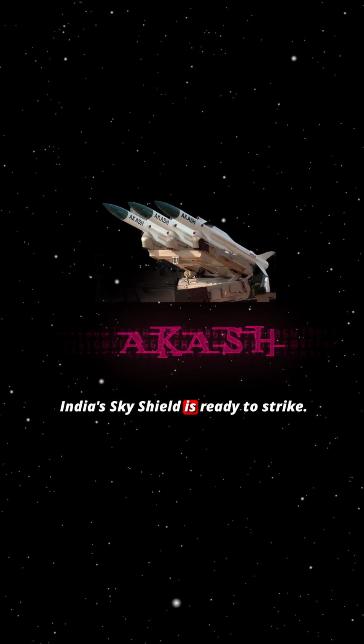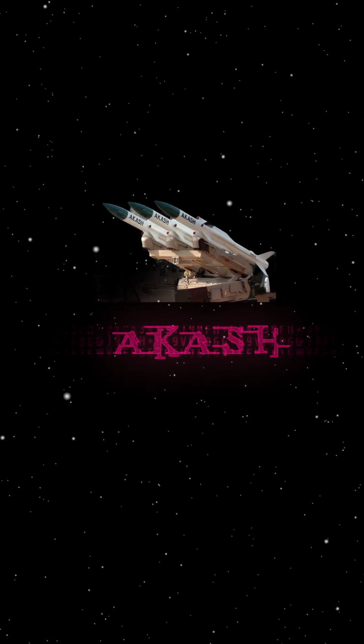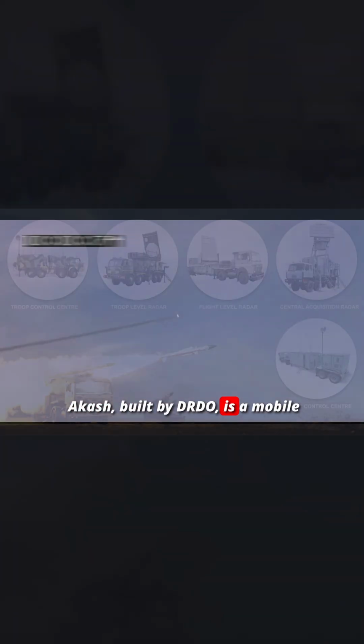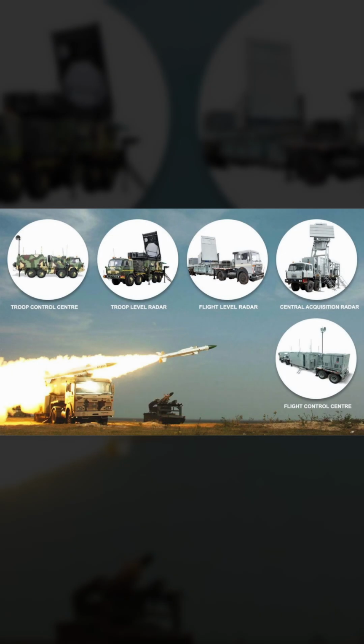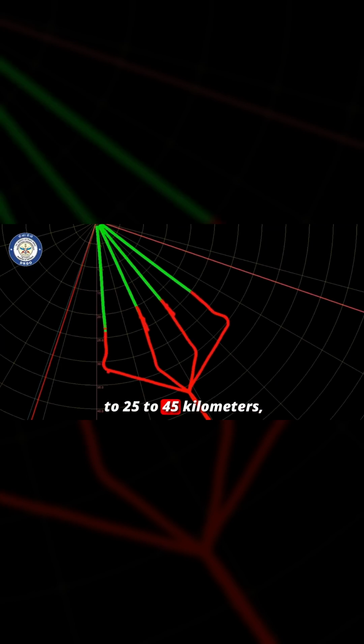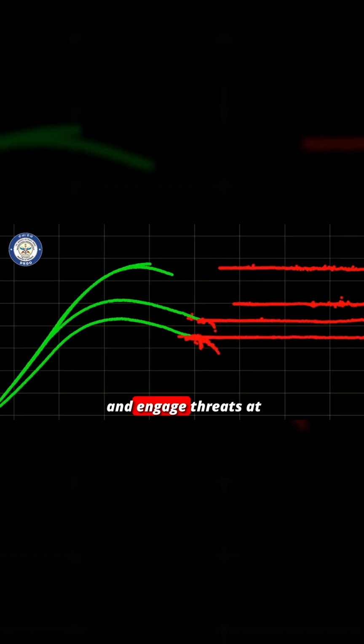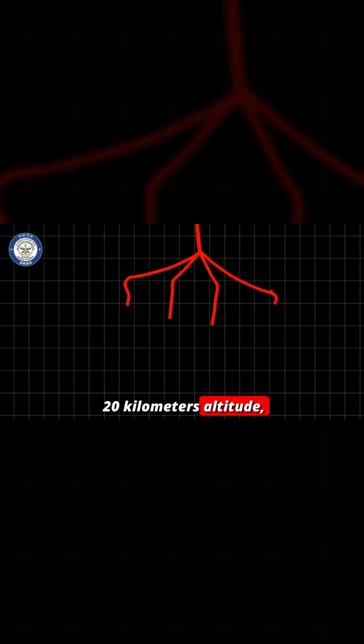India's sky shield is ready to strike. Meet the Akash missile, the deadly defender that can wipe out enemy jets in seconds. Akash, built by DRDO, is a mobile surface-to-air missile that can reach Mach 1.8 to 2.5, intercept targets up to 25 to 45 kilometers, and engage threats at 20 kilometers altitude.